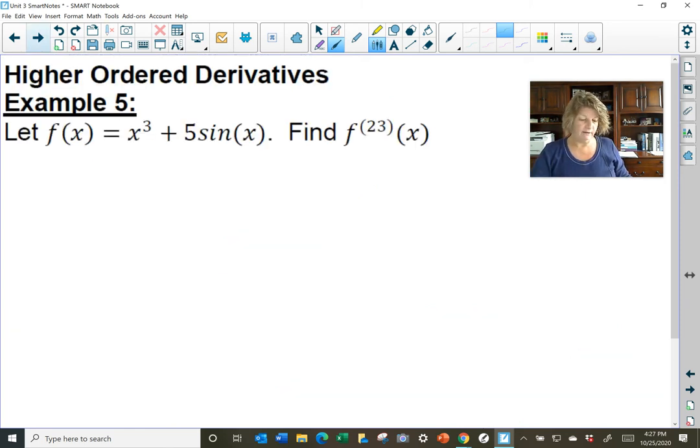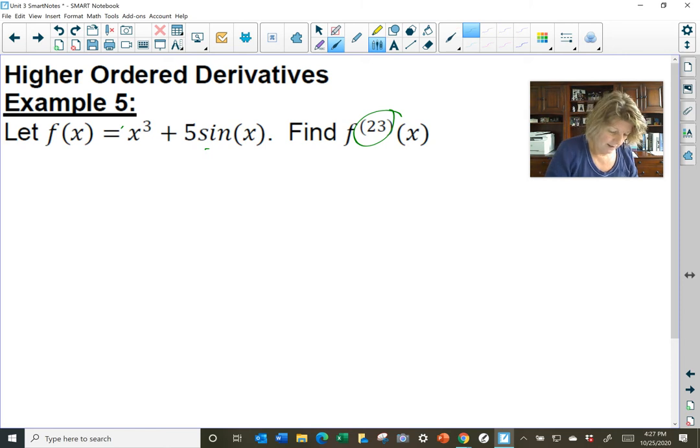Higher order derivatives. It says find what? Find the 23rd derivative. Well, I don't really want to do 23 derivatives, but I do see that this one will eventually tap out at 0 after about the 4th derivative. So that won't go on and on and on. Sine, though, derivative of sine continues to go on and on and on, doesn't it? So let's just start this out.